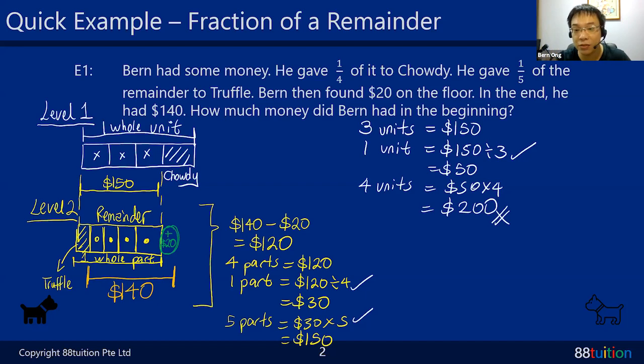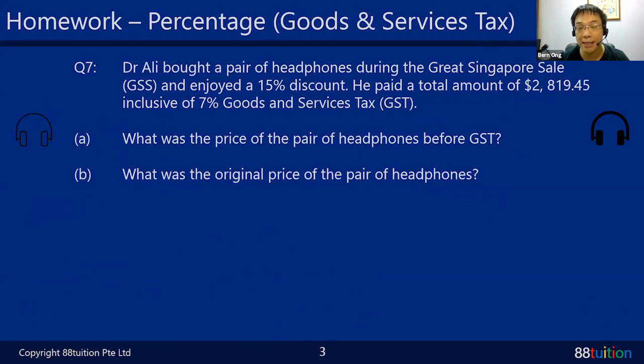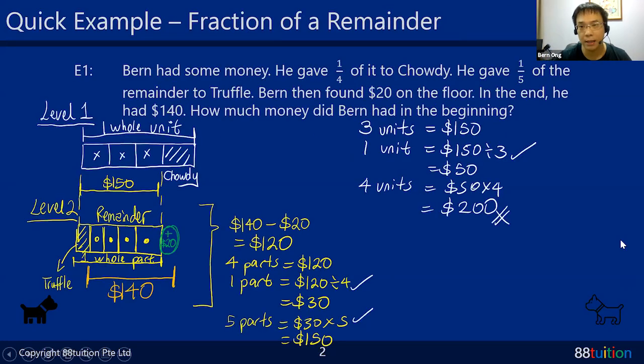If you can understand this, now we move on to our homework, which is on percentage, goods and services tax. This one is from last week. For those students who haven't copied the previous answer, can you just quickly take a picture? This is a very simple question. I need it to show you what is level 1 and level 2 in the next question. That's the reason why we are doing this.